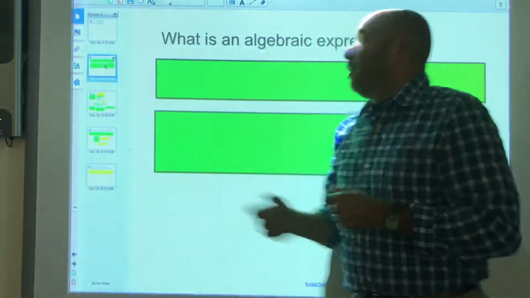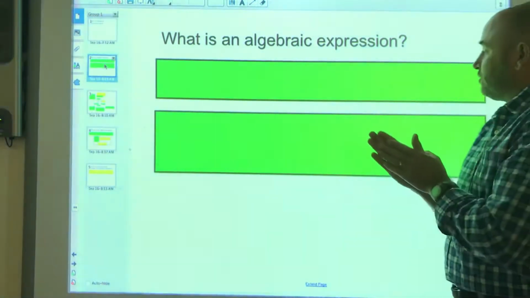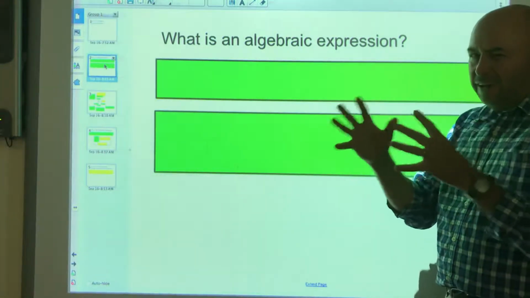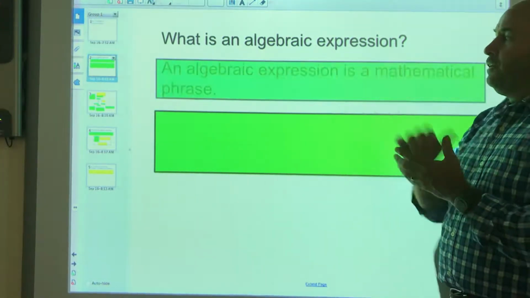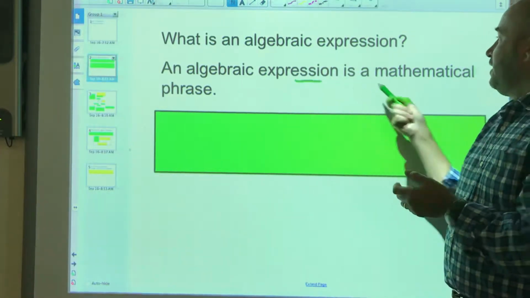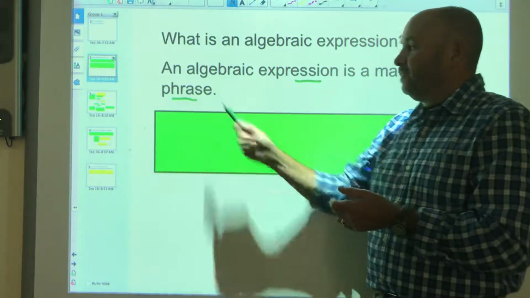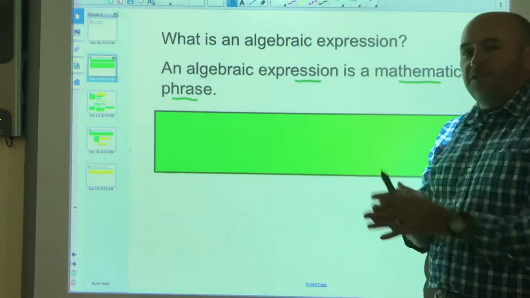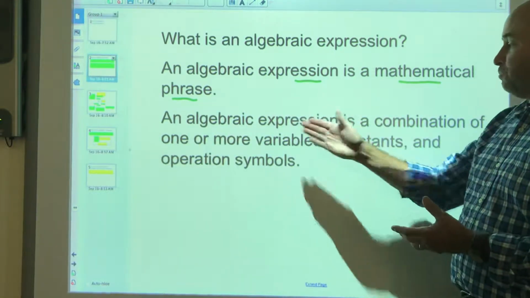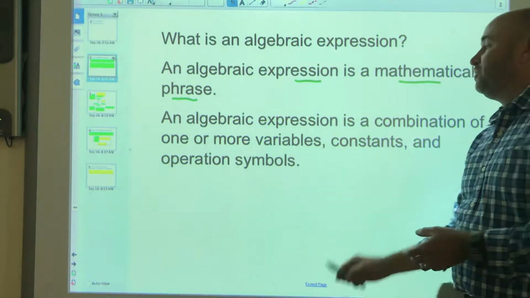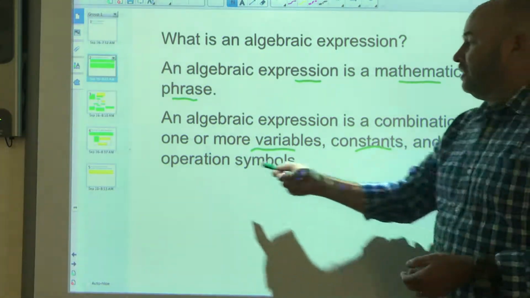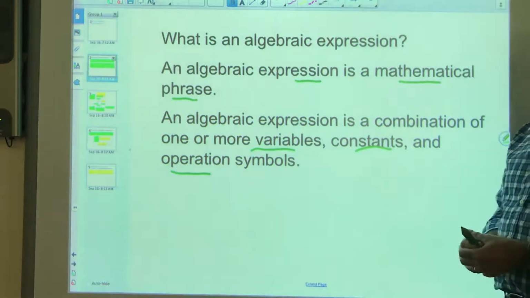All right? Now, one thing that we want to do is ask ourselves, what is an algebraic expression? Now, there are kind of two answers here, okay? The one is that an algebraic expression is a mathematical phrase. Okay, so that is the textbook definition of what an algebraic expression is. An algebraic expression is a combination of one or more variables, constants, and operation symbols.